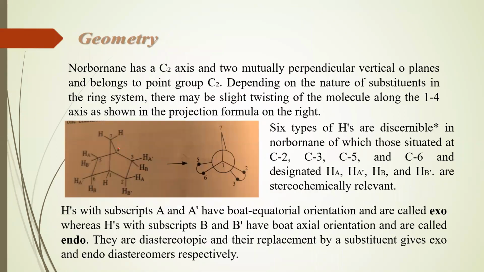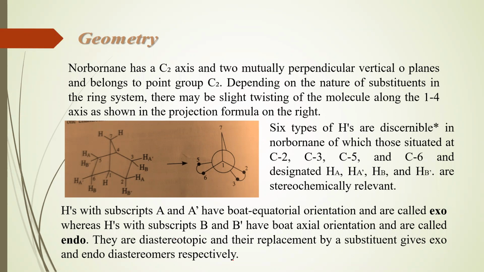Norbornane has a C2 axis of symmetry. There are two mutually perpendicular vertical sigma planes, and it belongs to the point group C2v. Depending on the nature of the substituents in the ring system, there are many slight twists of the molecule along the 1,4 axis, shown in a Newman projection.